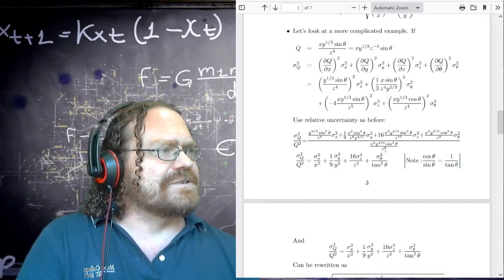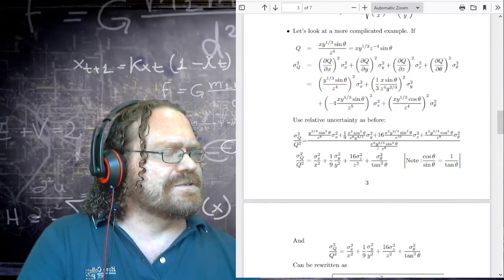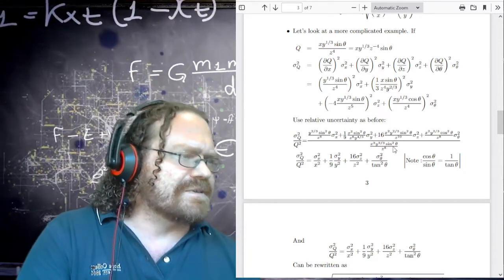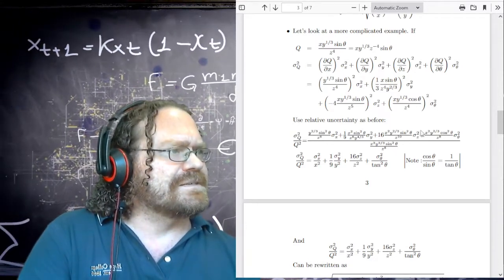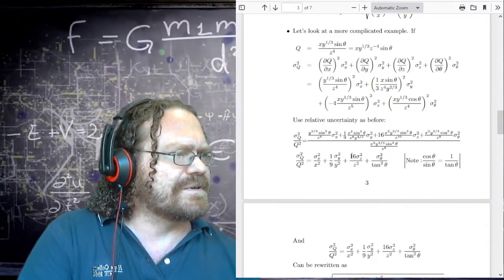The 16, there's no 16 on the bottom, so that drops down. The x squared and the x squared, that cancels. The y to the 2/3, the y to the 2/3, that cancels. The sine squared of theta, sine squared of theta, that cancels. The sigma z squared, there's no z squared on the bottom, so that drops down. So we got a 16 of z squared dropping down.